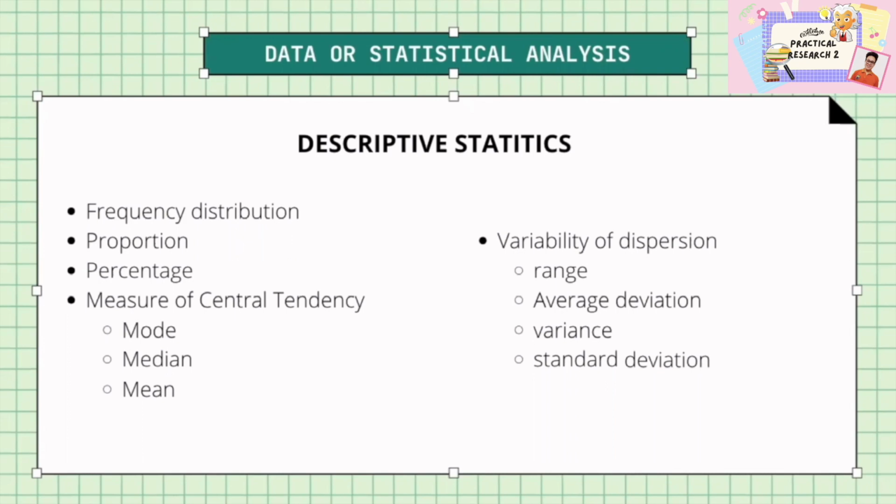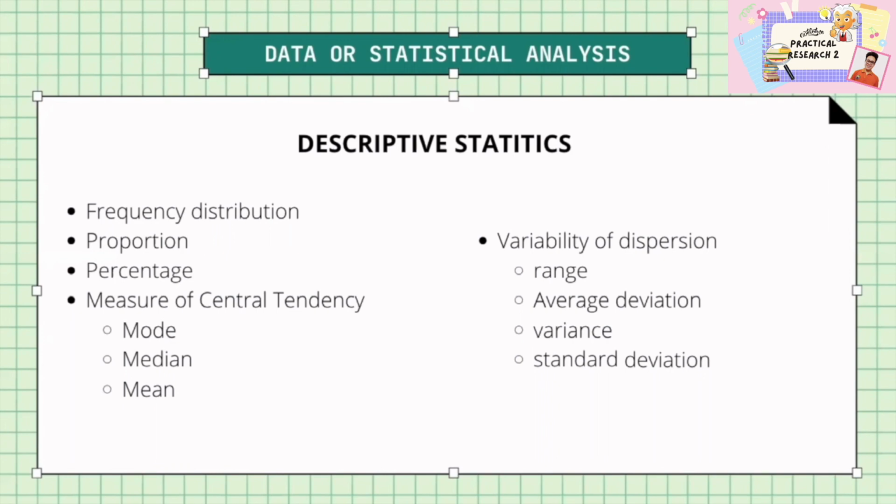Variability or dispersion. When we say variability or dispersion, it refers to the extent and manner in which the scores in a distribution differ from each other. For range, it is the difference between the highest value and the lowest value in the given distribution. So that's actually the formula: highest value minus the lowest value.